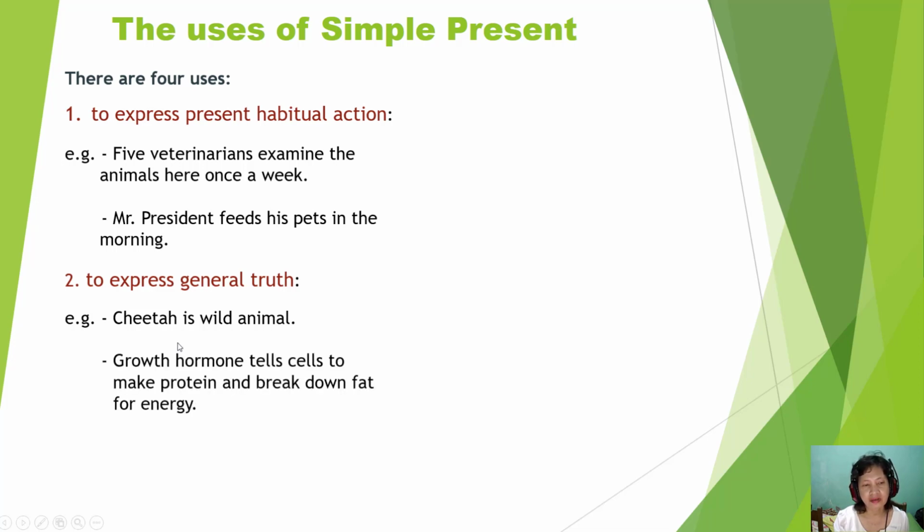The next is growth hormone tells cells to make protein and break down fat for energy. Growth hormone is one of the hormones in our body. So everyone knows about that. So everyone has this kind of hormone in their body. That's why it is general. And the truth is, the function of the growth hormone is to tell cells to make protein and break down fat for energy. It is done naturally. That's why it is the truth.